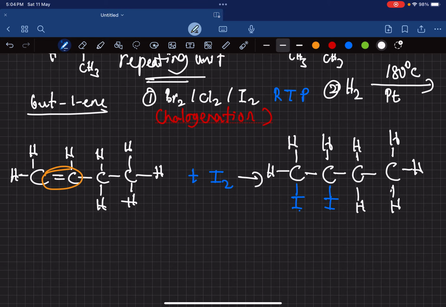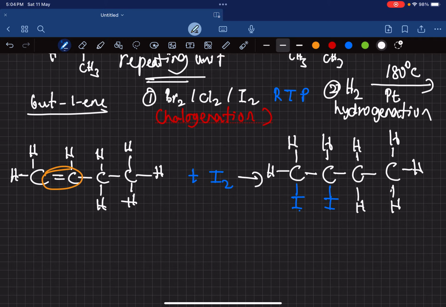This reaction is called hydrogenation. This is usually done to convert something unsaturated to saturated. That means something with a double bond into something that doesn't have a double bond. So if you want to convert vegetable oils into solid margarine, you use this reaction, hydrogenation. Anyway, back to iodine again.